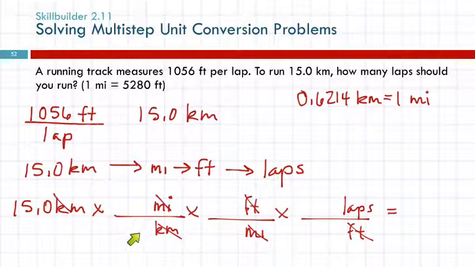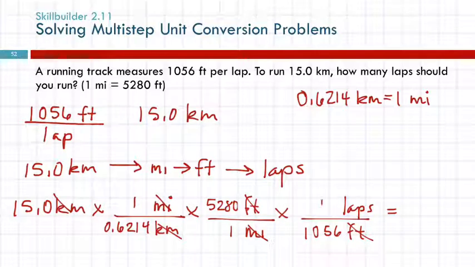So now I look at these units and I put the numbers in. So here's the relationship between kilometers and miles. 1 mile, 0.6214 kilometers. Feet and miles was given that. 1 mile, 5,280 feet. And there's 1,056 feet is equal to 1 lap. So now I just multiply and divide. Left to right, top to bottom. So we start here, multiply by the top, divide by the bottom, times the top, divide by the bottom, times the top, divide by the bottom.